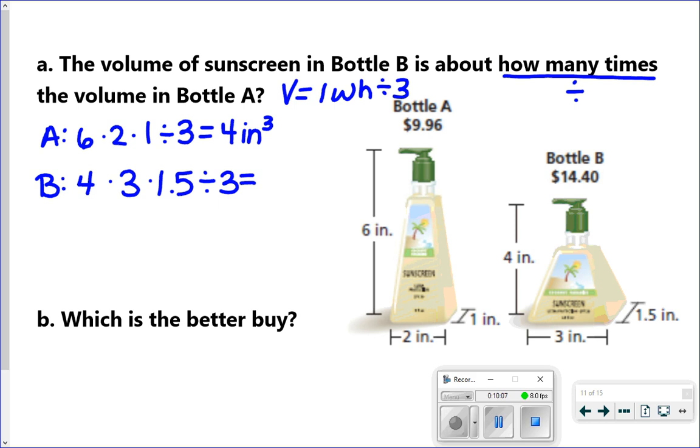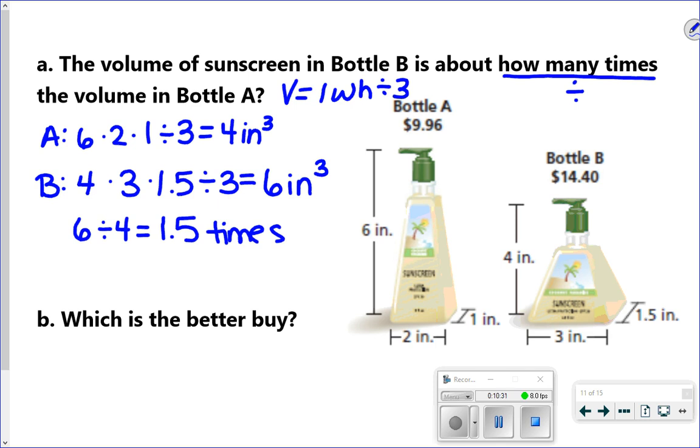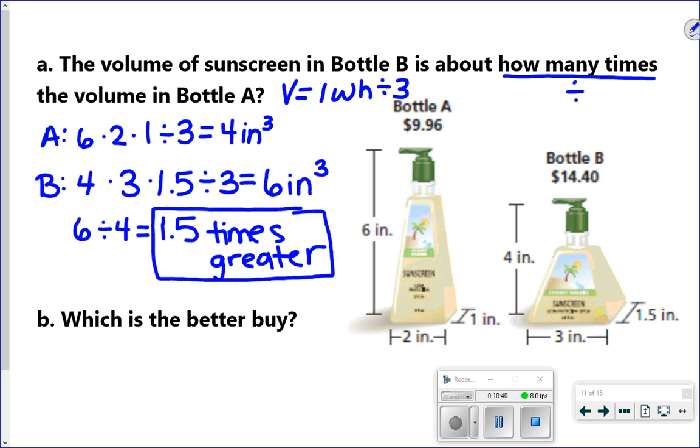So for bottle B, I'm getting a volume of 6 inches cubed. And then since it says how many times the volume, that means I need to divide. So B, how many times the volume of A? They are asking me for B first. So 6 divided by 4 is 1.5. And that's going to be times greater is our volume label on this one. So the volume is 1.5 times greater for bottle B compared to bottle A.